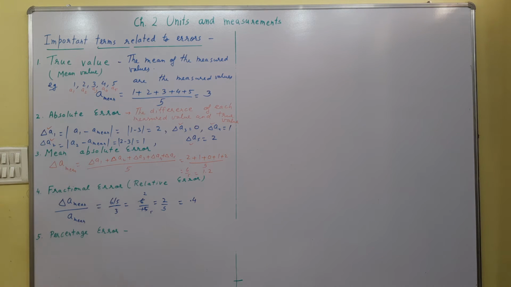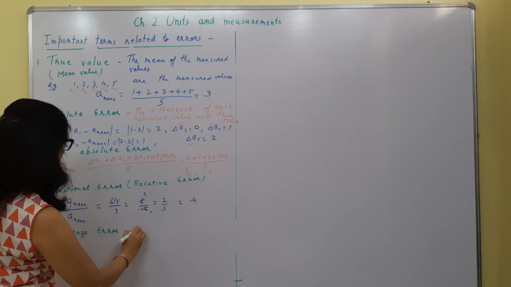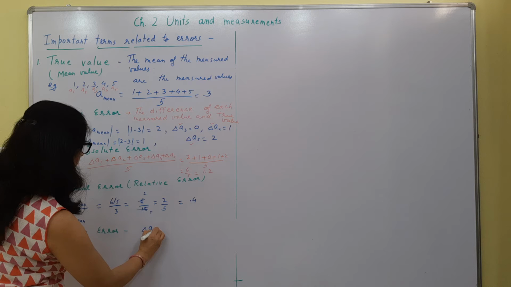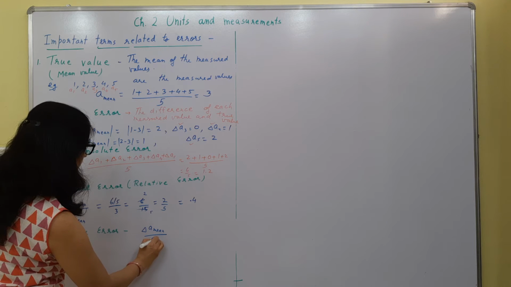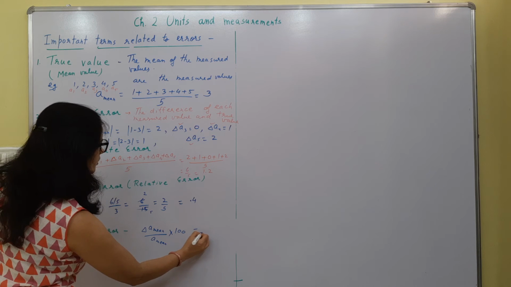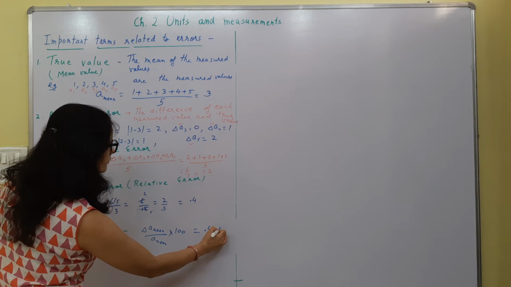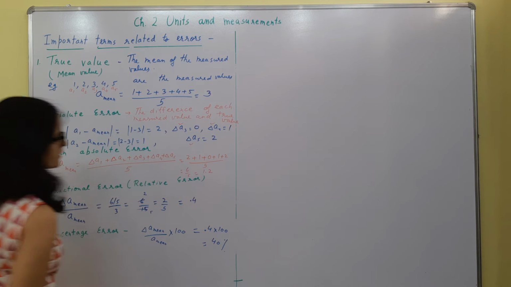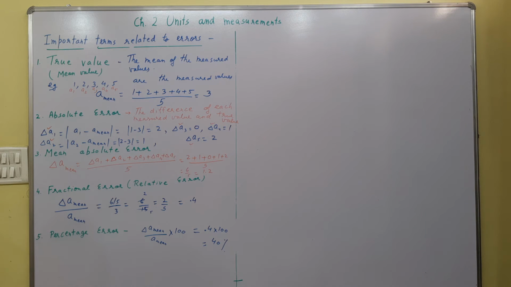So if I have to find the percentage error, I'll multiply this value by 100. So percentage error is fractional error multiplied by 100. So this gives me 0.4 into 100. This gives me 40%. So there is an error of 40%. I hope you understood these important terms related to errors.